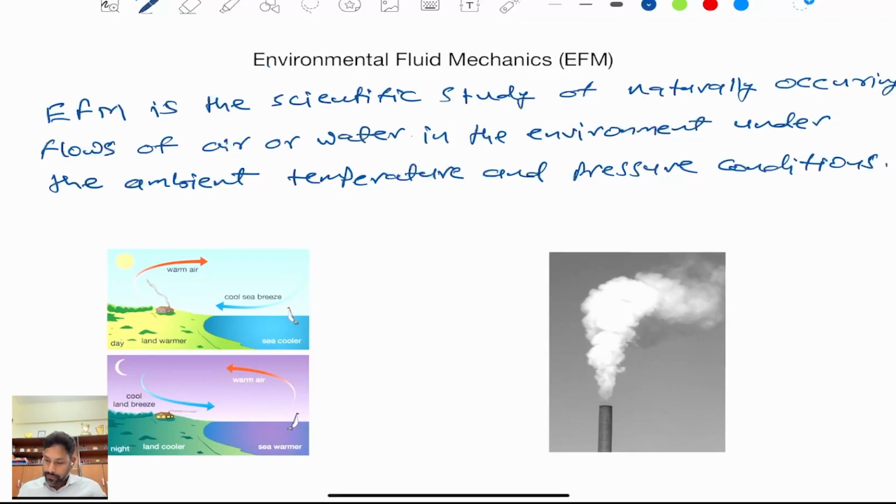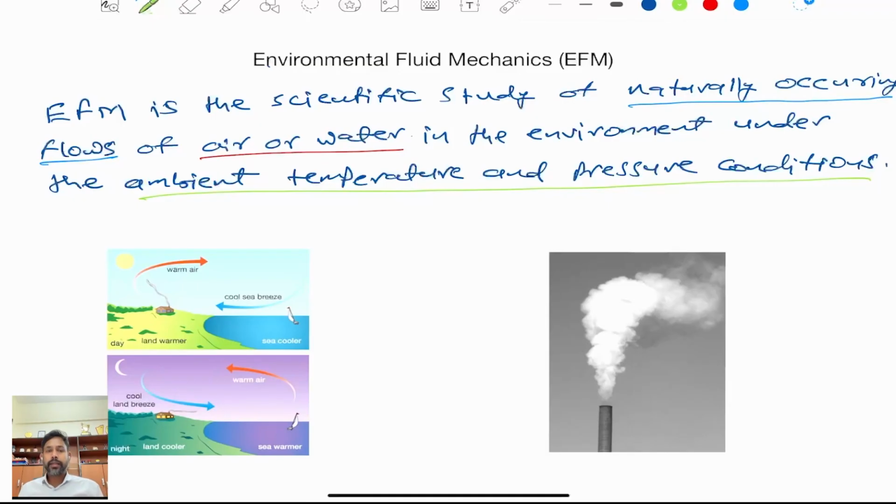So a few things that we need to note here: first is air or water, right? Then the second point is naturally occurring flows. And then the third point of interest is the ambient temperature and pressure conditions.